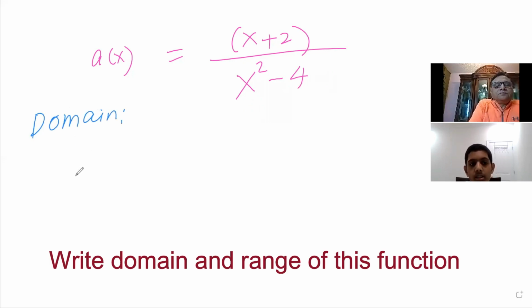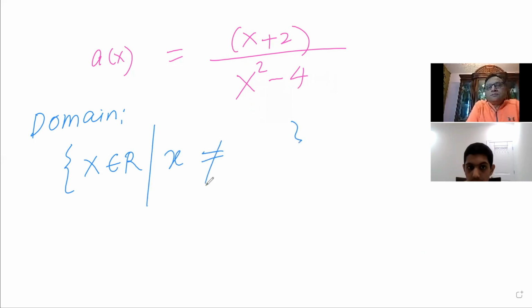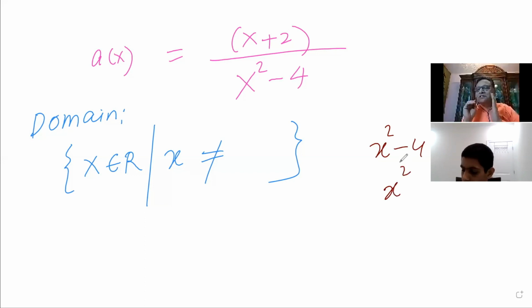Negative infinity to infinity, but there are restrictions. So x belongs to real numbers, but x is not equal to what? Tell me. 0? No, the denominator is x squared minus 4, right? Yeah, 2. So x squared minus 4 should not be equal to 0. Do not jump to conclusions. We have to really do it seriously.